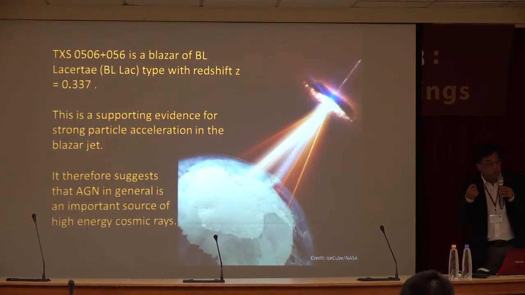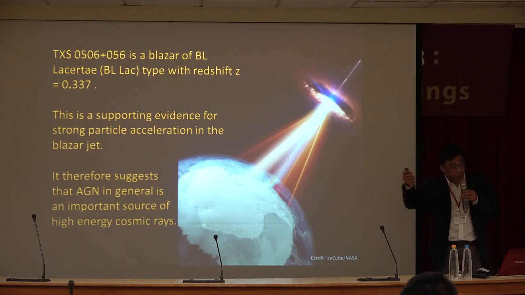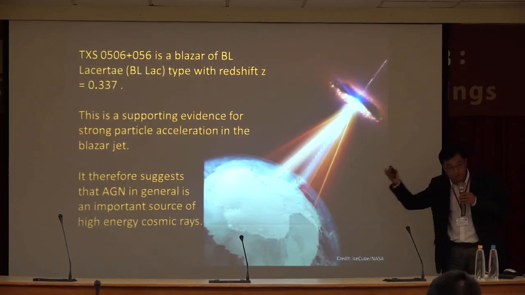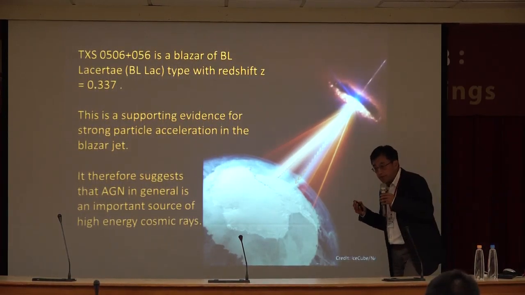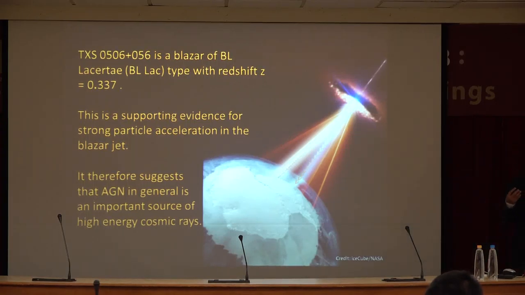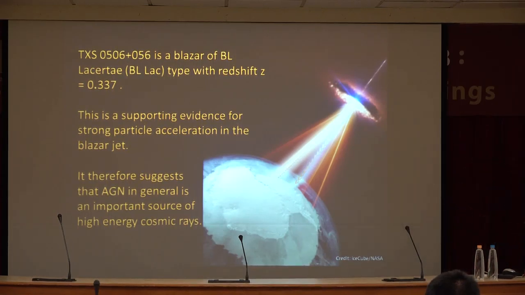So the lesson from this event is that, okay, this is a blazar. So this is strong supporting evidence to say that in a blazar's jet, particles are accelerated. Okay, so therefore, high energy neutrinos are produced. So this is strong evidence to support not only the particle acceleration mechanism happening in an AGN jet, but also the origin of some cosmic rays. Okay, we have some cosmic rays from supernova remnants, from the acceleration from the shock, and this is also a very important source for cosmic rays. So that is the lesson we learned from this event.